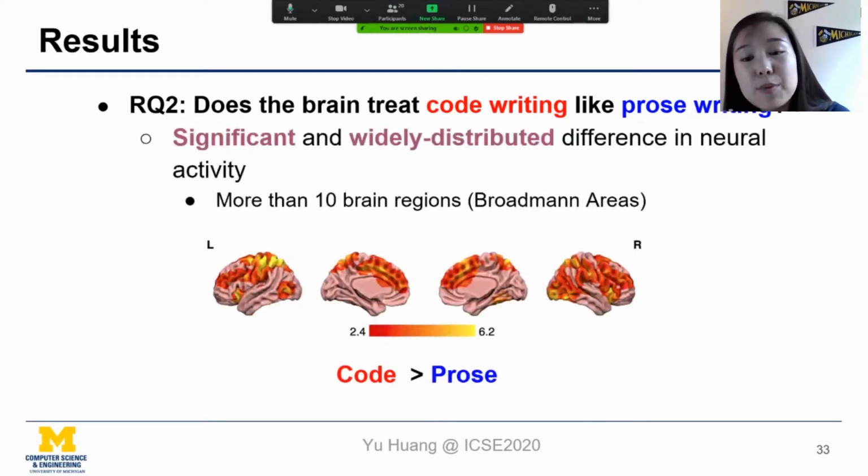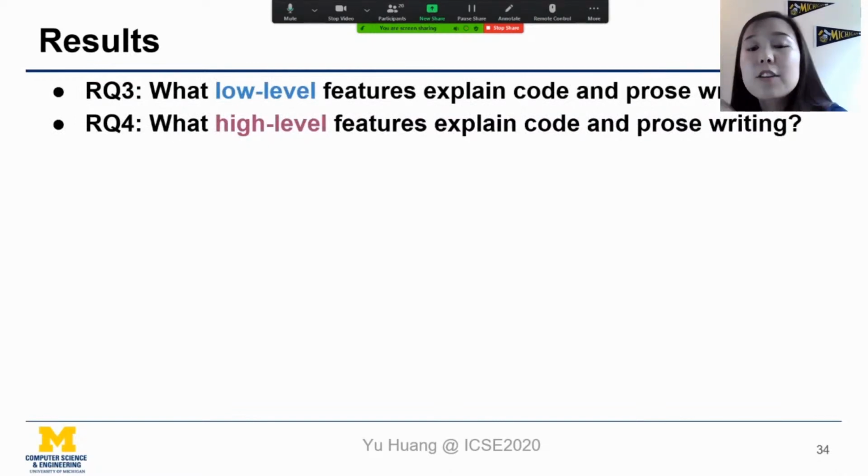From the brain activities, we found there are significant and widely distributed differences in neural activity between code and prose writing. Actually, these distinctions can be observed in more than 10 brain regions, as shown in the highlighted areas in the figure here. So these hotter areas drive the distinction between code and prose writing. In RQ3 and RQ4, we want to understand what low-level and high-level features explain code and prose writing.